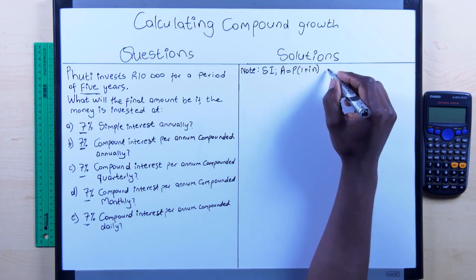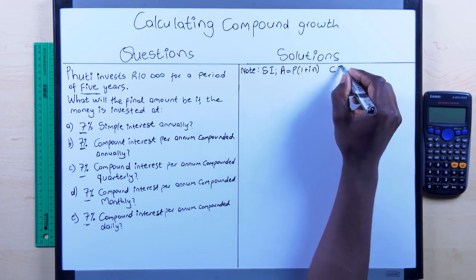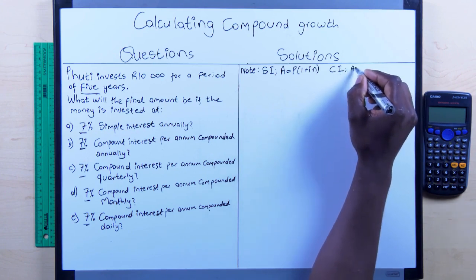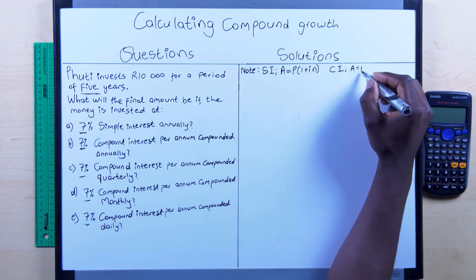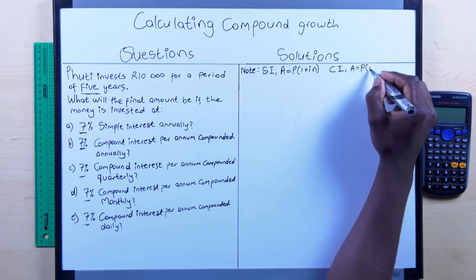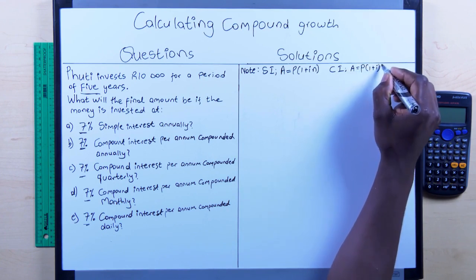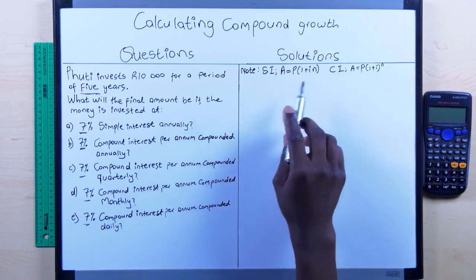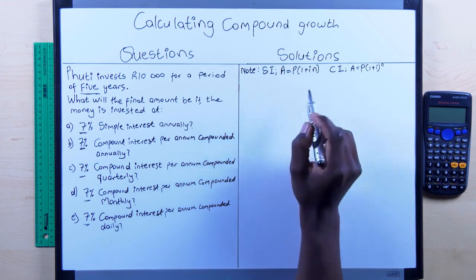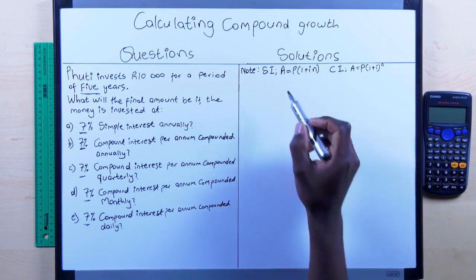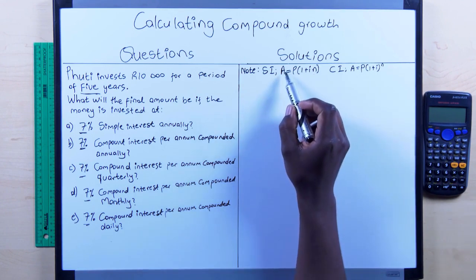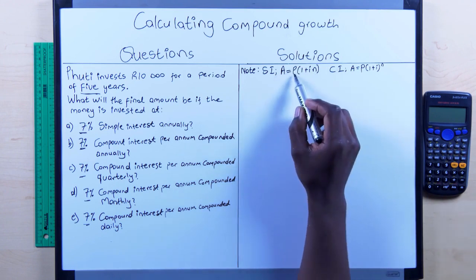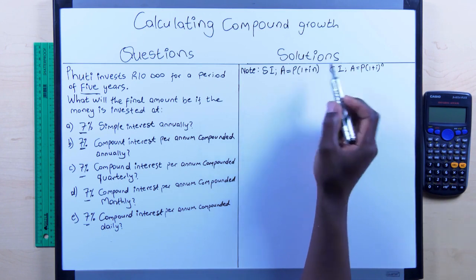Also, it is important to note that compound interest is calculated as A equals P, open bracket, 1 plus i, close bracket, to the power n. Just to explain, for the sake of understanding what each of these terms mean, A is the final amount after the investment, so this is at the end of the investment. P is what you have put in your investment.